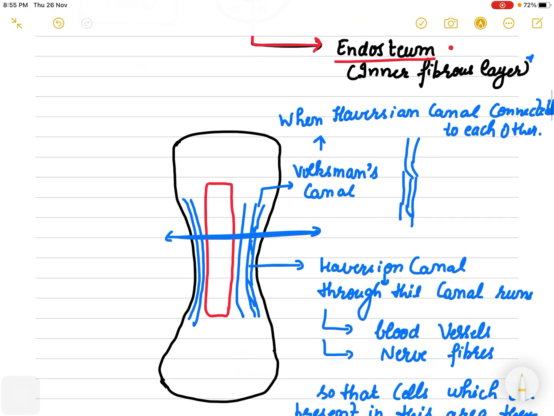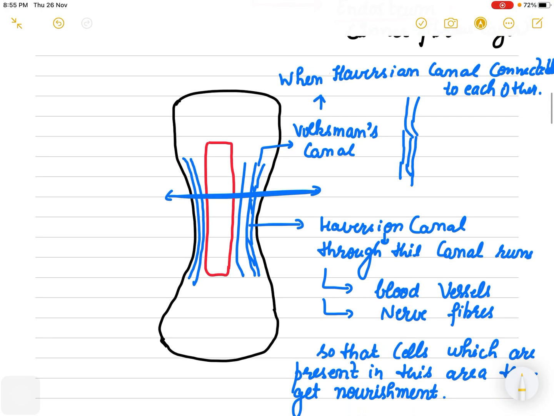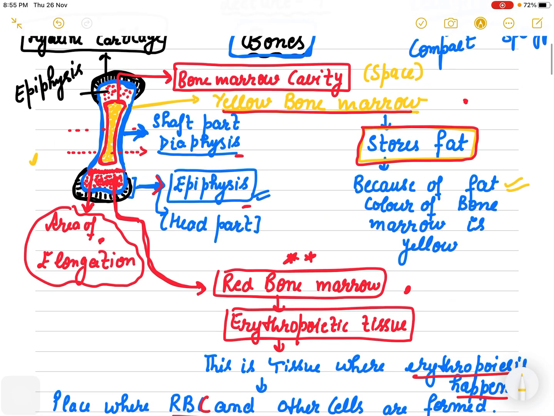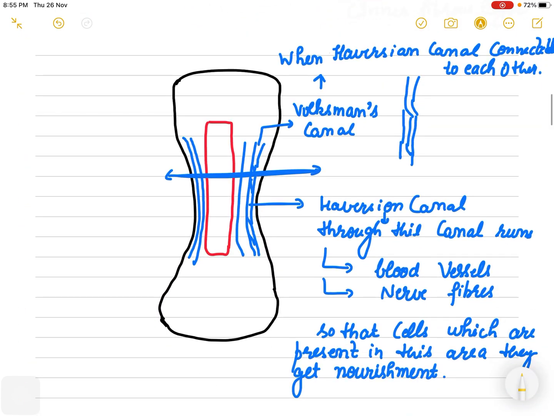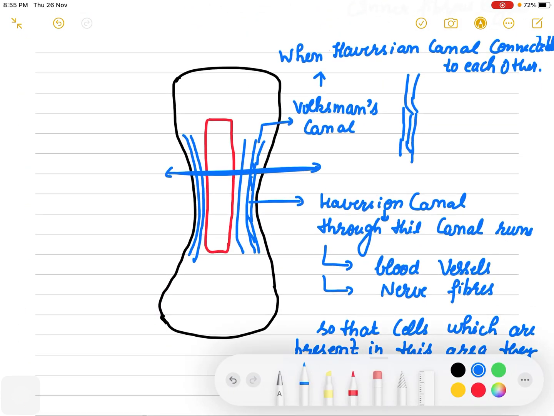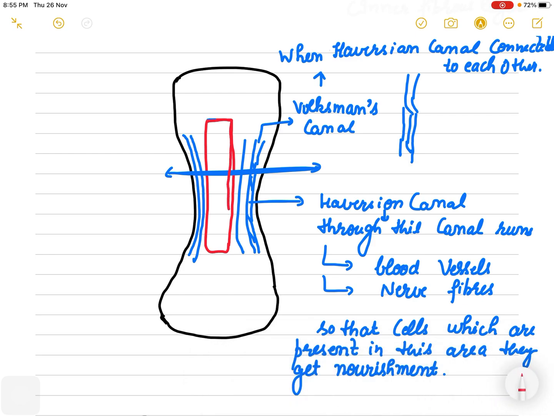Let's make this bone a little bigger. Right, when we draw this bone, in the center what did you observe? There is this cavity, the bone marrow cavity, in which yellow bone marrow is present.